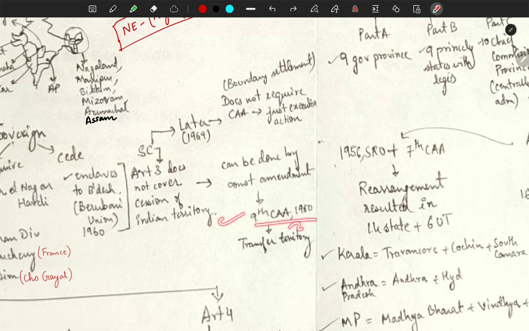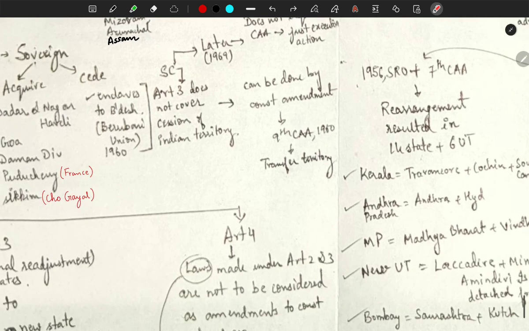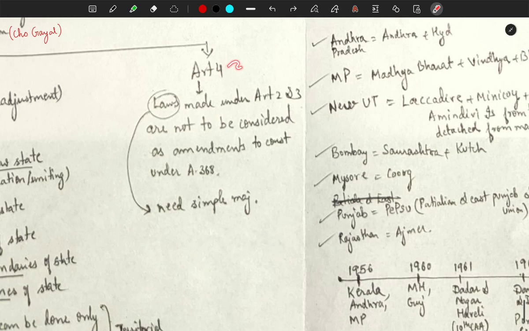So the Indian government passed the 9th Constitutional Amendment Act to transfer the territories. But later the Supreme Court in 1969 told that you do not require a constitutional amendment for this. Just executive action is enough for boundary settlement. This is just history.